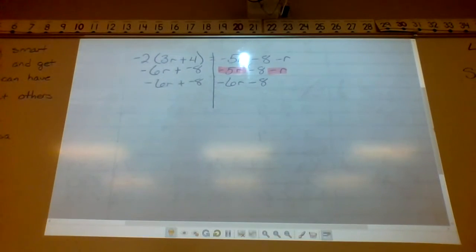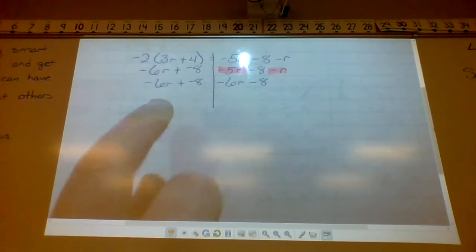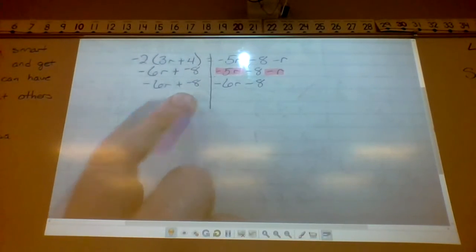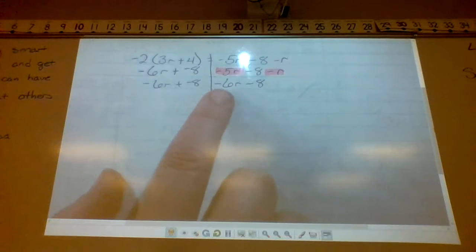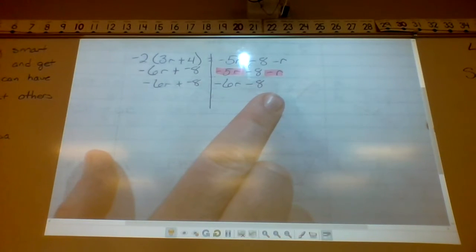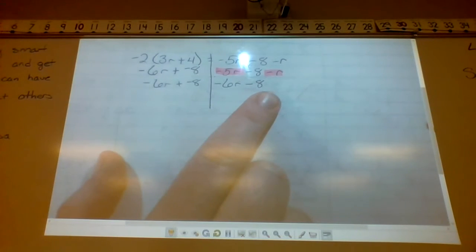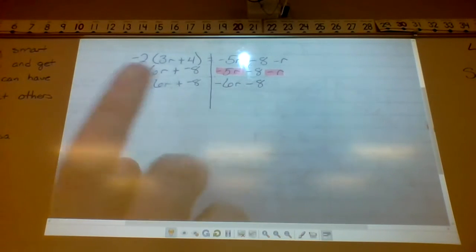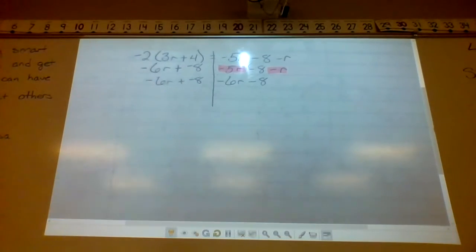Not identity. Oh wait, yeah. Sorry. Who said identity? Bradley. Why'd you say identity? What does this say? -6r plus -8. -6r minus 8. Are those the same thing? Do they mean the exact same thing? Yes. Right here, you can stop. I won't even make you subtract the variables. What word do you write down if it is the same thing? Identity.